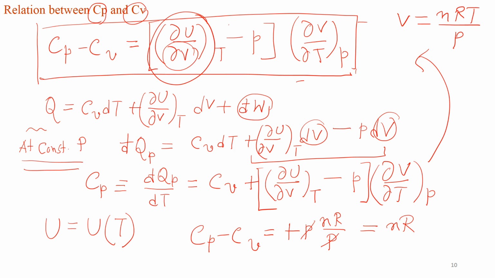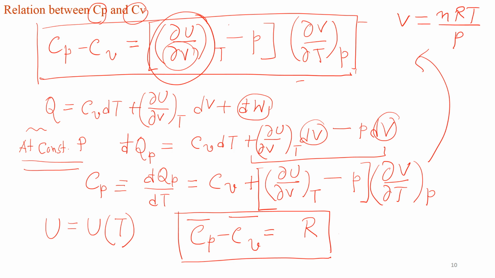If we consider in terms of 1 mole of substance, then instead of writing Cp and Cv, we can write them as Cp bar and Cv bar by dividing both sides by the number of moles. So, the molar heat capacities Cp bar and Cv bar are related as Cp bar minus Cv bar is R, or the molar gas constant for an ideal gas.